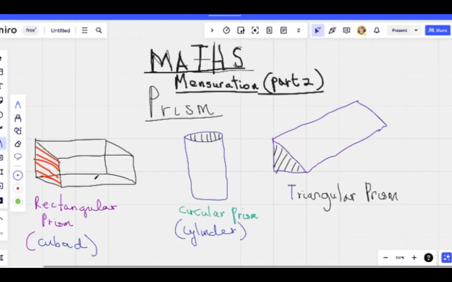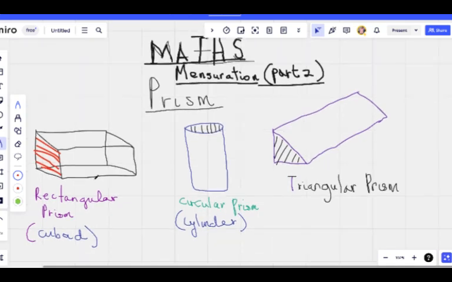There's another type of prism. We didn't draw it here. It's called the square prism. The base is a square. So when you have a cube, it's called a square prism. We can call that number 2, even if we didn't put the diagram here.